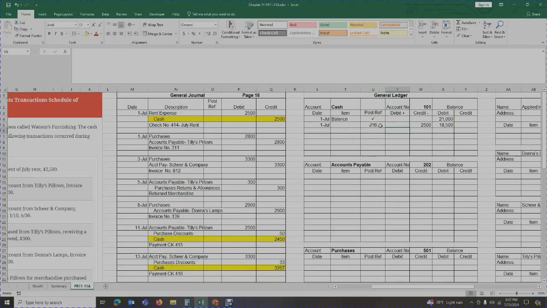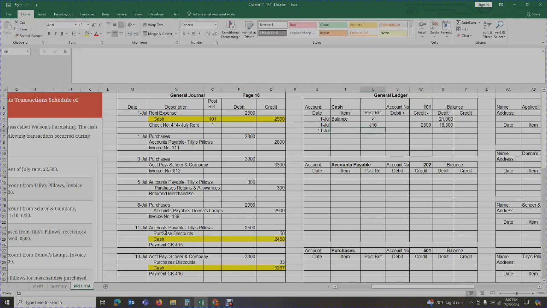Now once you post it here, you're going to go back to your journal and put the account number that you posted it to. So cash is account number 101. So I'm going to go ahead and put the 101 there. That way I know that I posted this cash transaction on account number 101, which is right here. Now we can move on to the next one, July 11.